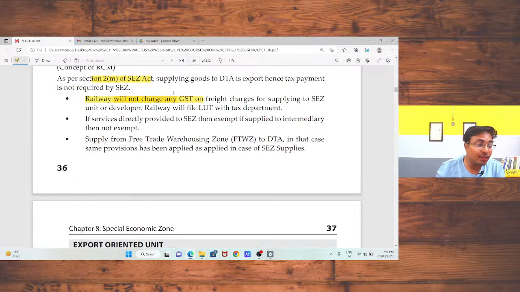Can we avail ITC on supply from SEZ even if invoices are not populated in our GSTR-2B? The invoice is required in your GSTR-2B. If the invoice is not there in your GSTR-2B return, in that case, you need to take a declaration from that SEZ unit or SEZ developer that this is their supply to that industry. In that case, you will be eligible to take the input tax credit. Okay.